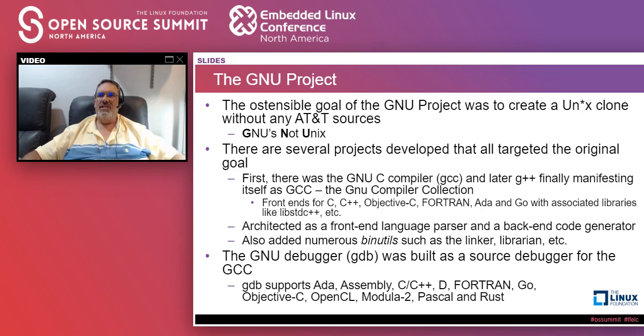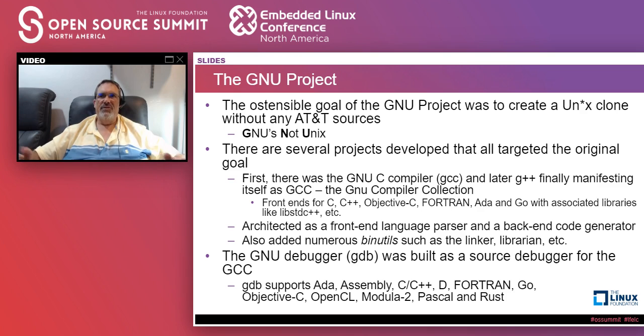At first, there was just the GCC compiler, and that was focused largely on just C. Then later we got G++, which was C++, and now that's finally manifested itself as GCC with a capital GCC, the GNU Compiler Collection. Now, the way the GNU Compiler Collection is built, it's got a front end that allows it to interpret the language and convert that into a back end, which will then actually do the compilation. So we see front ends for C and C++, Objective-C, Fortran, Ada, Go, et cetera. And of course, libraries like libstdc++. Those are all part of the GNU tools.